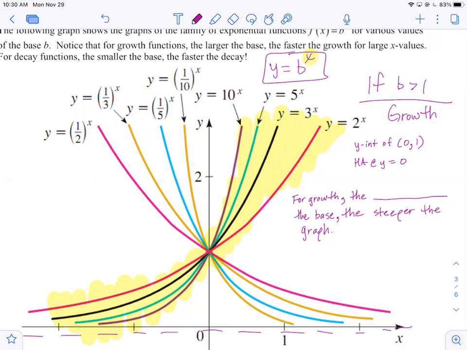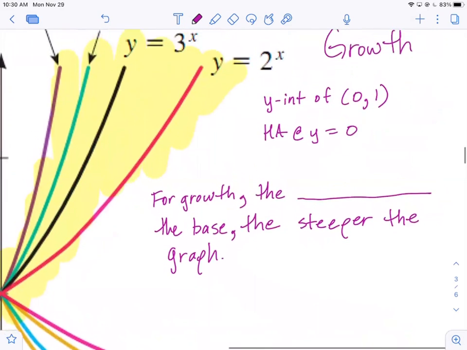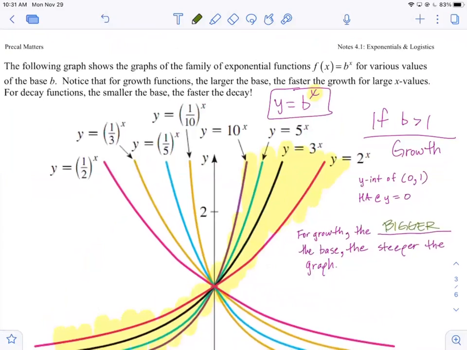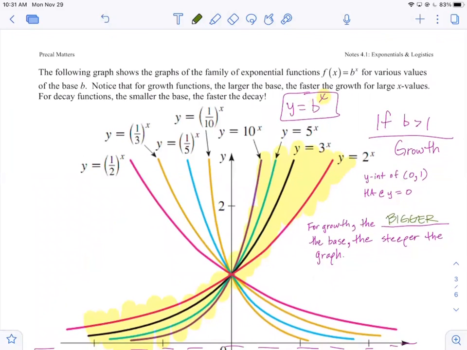So what goes in the blank here? Bigger, right? Bigger would be a good word. The bigger the base, or the larger the base, the bigger the base, the steeper the graph. Yeah, that makes sense. 2 to the first is 2, 10 to the first is 10, it's bigger.